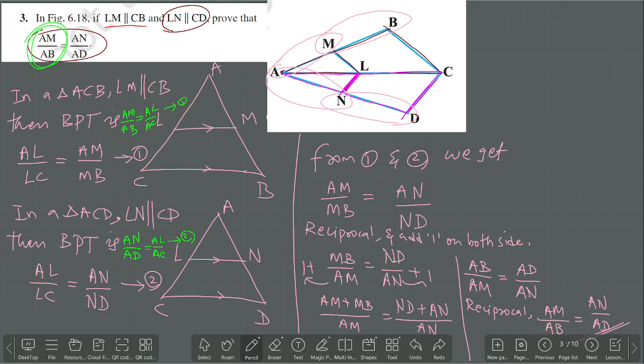From 1 and 2, have you noticed it? AL divide AC, the right hand side is the same in both. Then what about the left hand side? Equal. Then AM divide AB equal to AN divide AD. You will be getting this. No need to take the recipe. That's it. We got it.